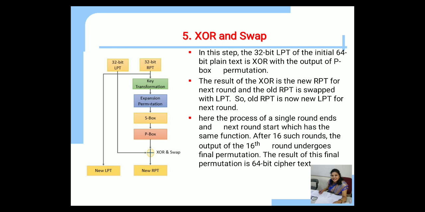In DES there is the initial permutation, then 16 rounds, then the final permutation. In each round there are again 5 steps: key transformation, expansion permutation, S box, P box, and XOR and swap.